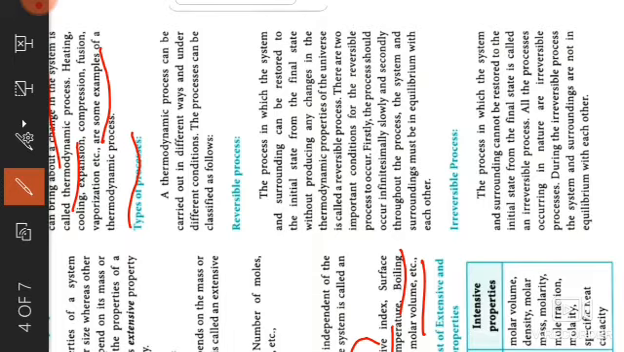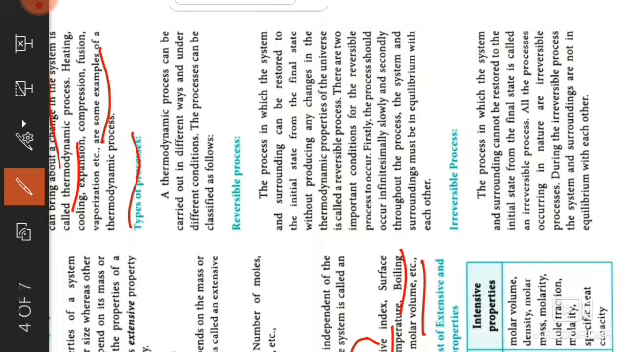Next one is, what are the types of process? A thermodynamic process can be carried out in different ways under different conditions. What is meant by reversible process? What is meant by irreversible process? The process in which the system and surroundings can be restored to the initial state from the final state without producing any changes in the thermodynamic properties is called a reversible process.